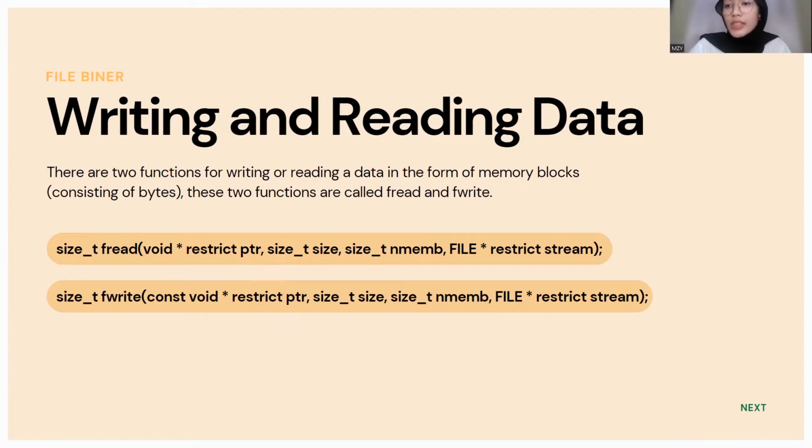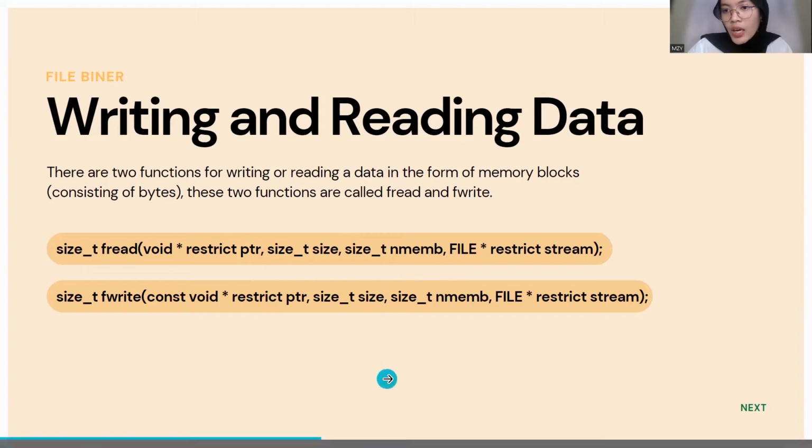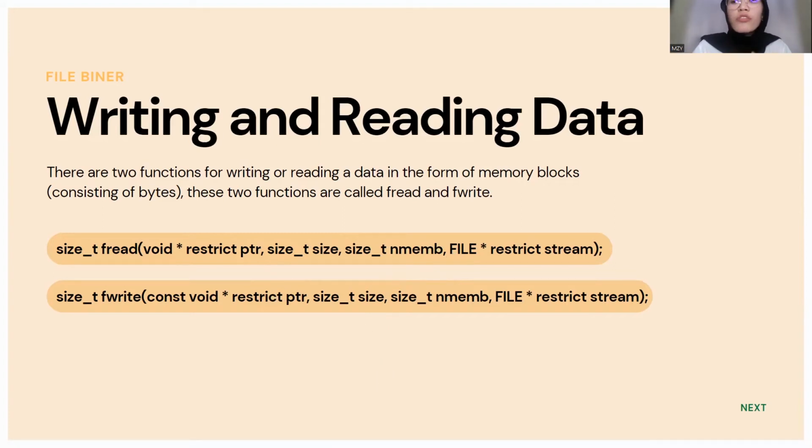Okay, size is the size of one block in bytes to read or to be written. And NMEMB is the number of memory blocks to be read or written at one time. Stream is a file pointer that points to the file.